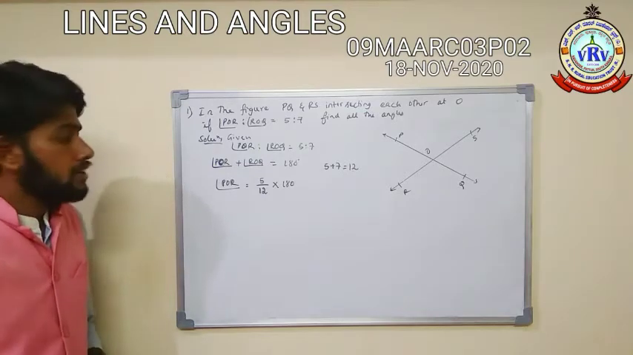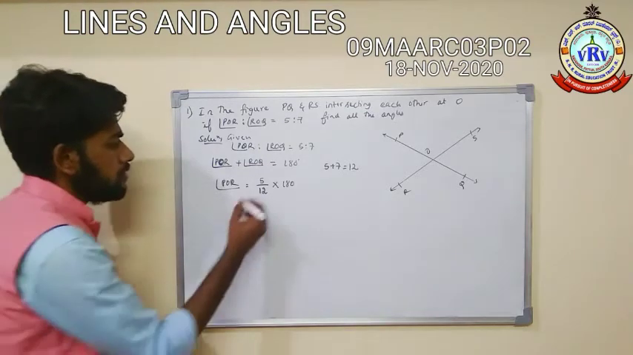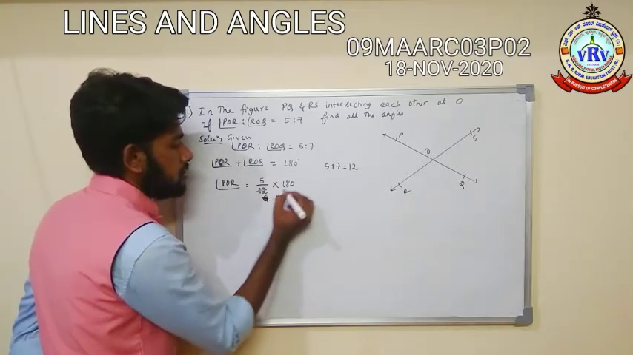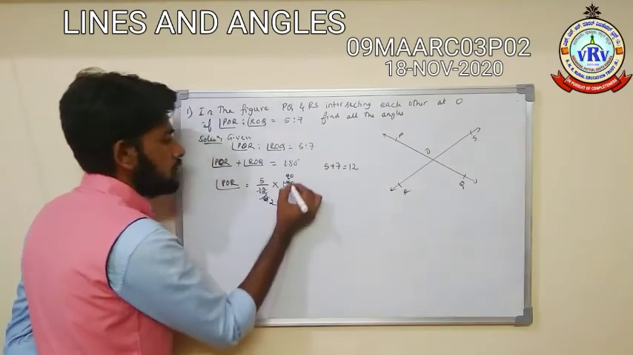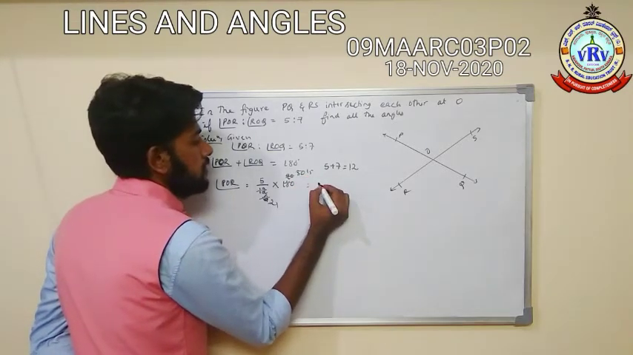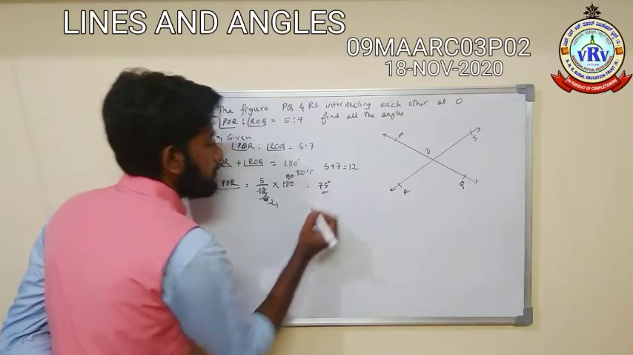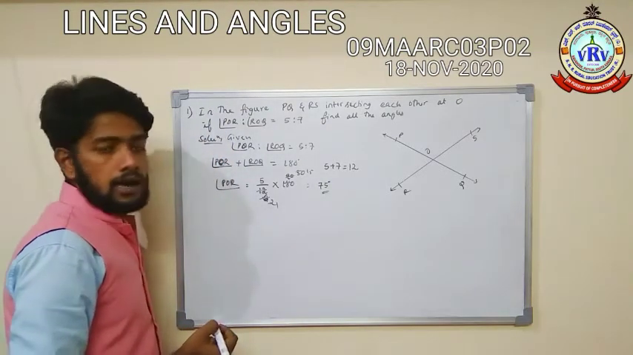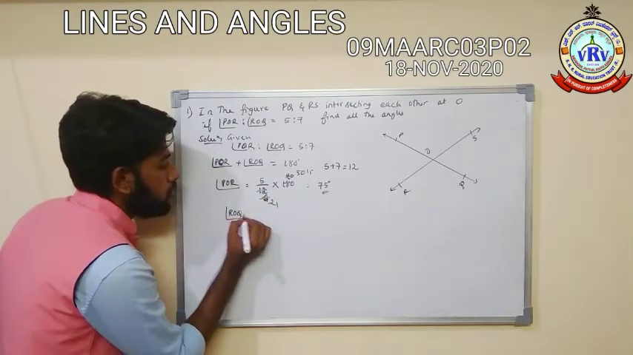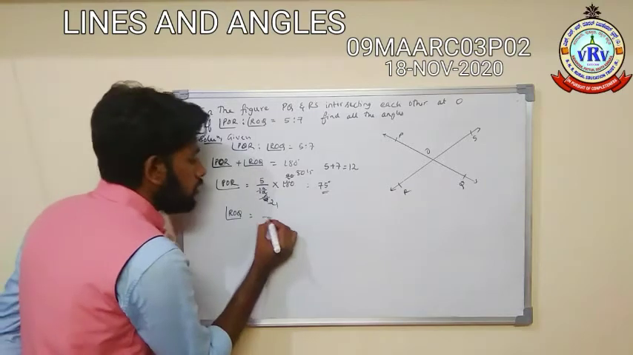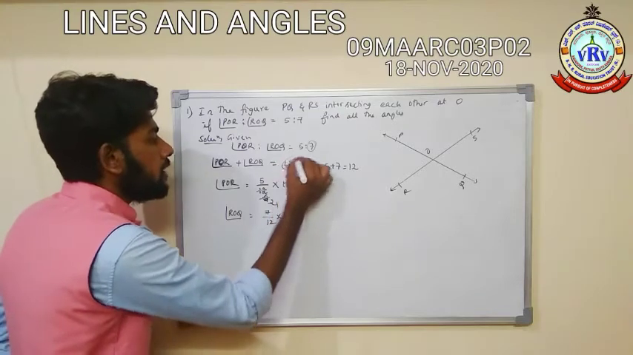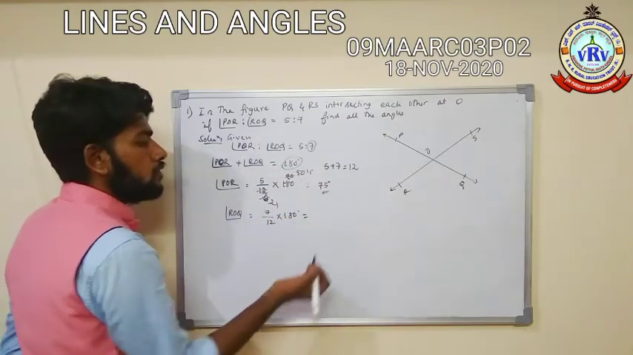5/12 into 180 degrees. Let me solve for this. 3 4s are 12 and 2 6s are 12, 2 90s are 180, 3 2s are 6, 3 30s are 90, 2 1s are 2, 2 15s are 30, 15 5s are 75 degrees. So POR is equal to 75 degrees. Similarly, I will get ROQ. ROQ means out of 12 parts, 7 parts are ROQ. The total is 180 degrees. You can find it this way.